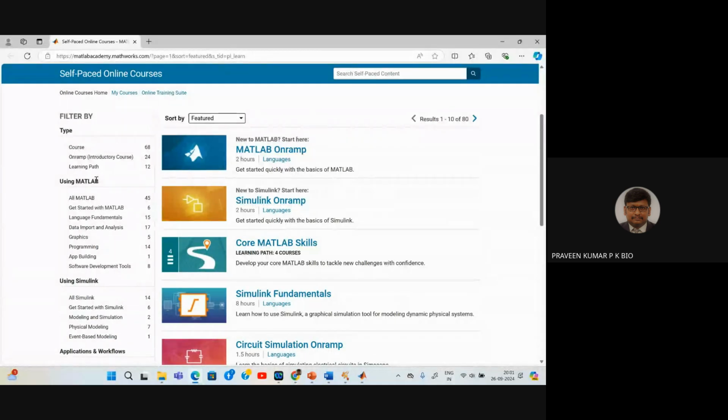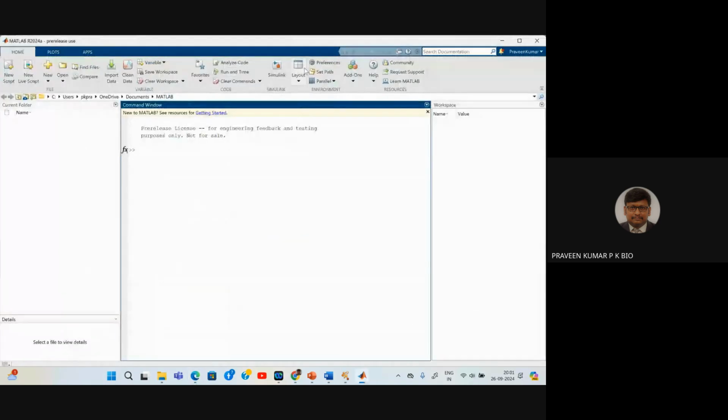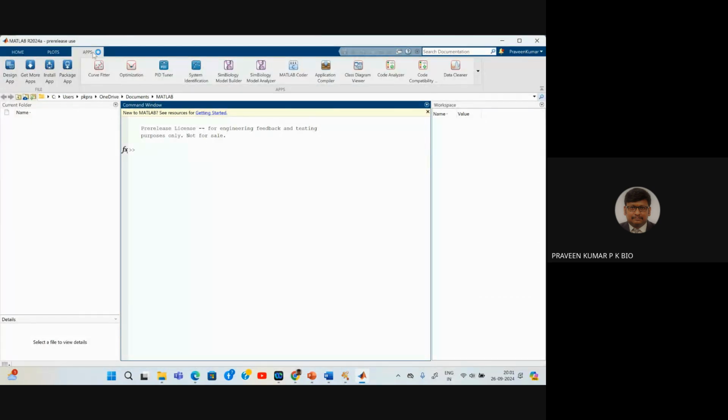Okay. And if you see here, what are the other options present? If you want to work with system biology, I'm clicking Apps.